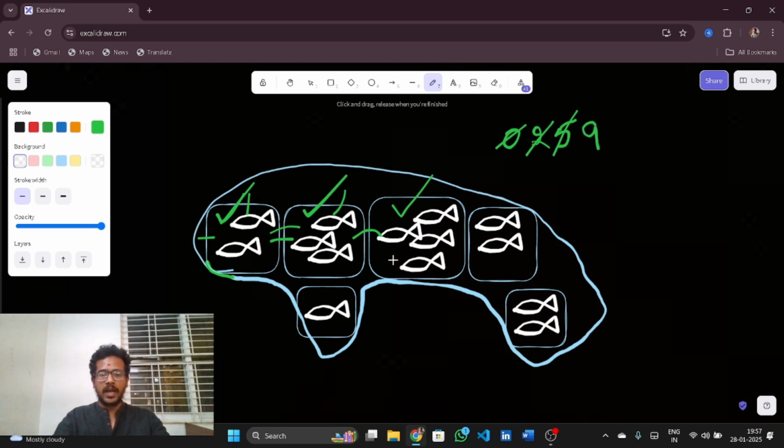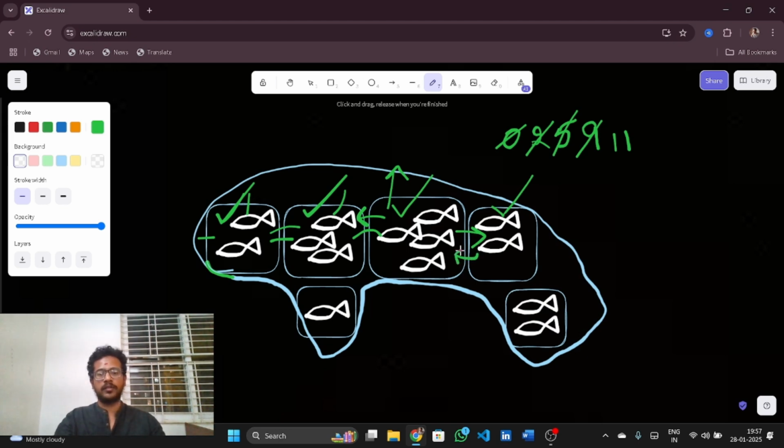Now I am at this cell, so I'll search for the left one. It is already visited, and the top one is out of bounds, and the right one has 2 fishes. So I increment my fishes to 11. Now it will be marked as visited.